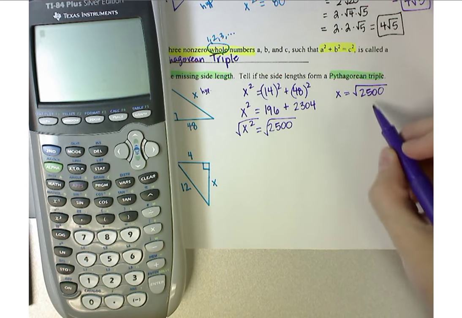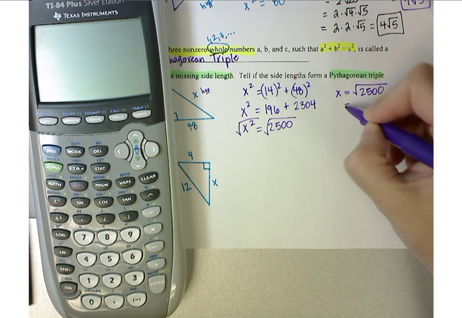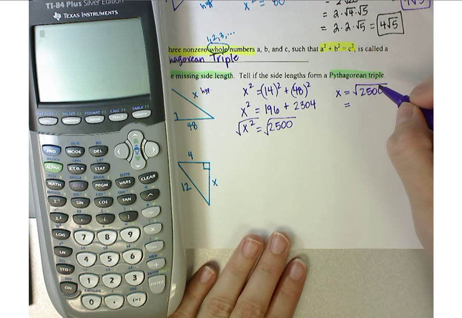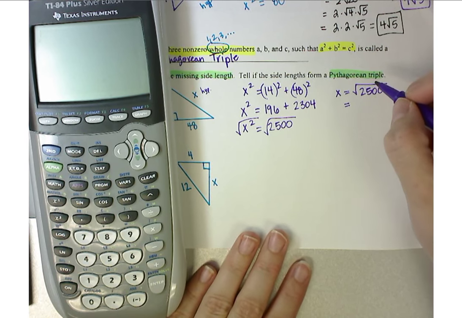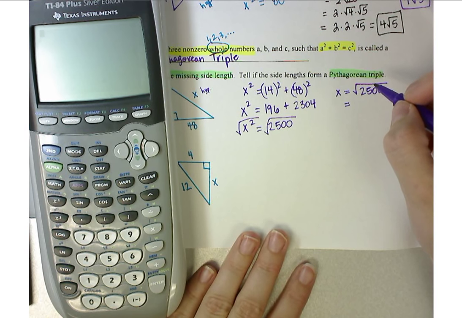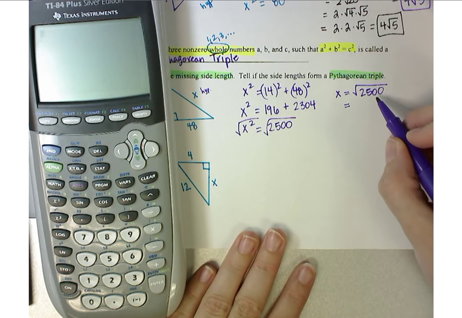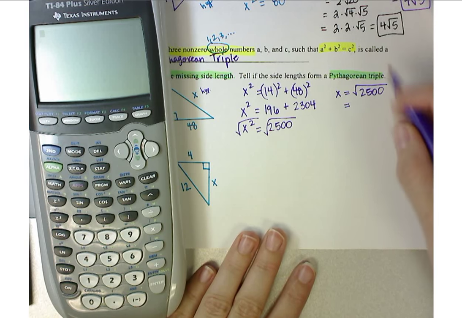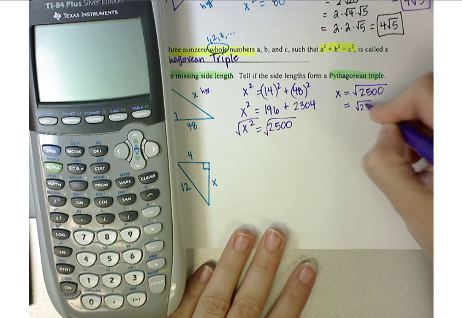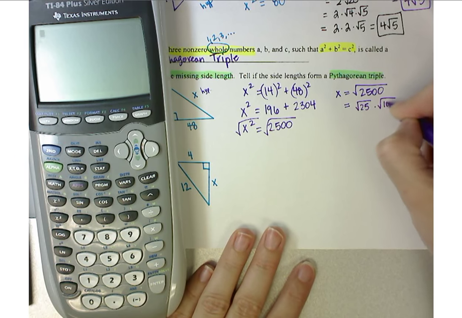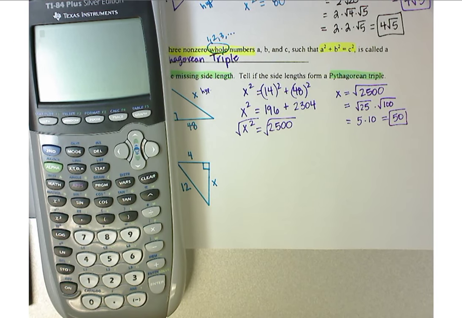Or do you guys notice that you can break this down into two things? What and what? Isn't this just 25 times 100? Is that something that you notice when you look at it? Because you have the two zeros. So if you broke this up into root 25 times root 100, the square root of 25 is what? 5. The square root of 100 is 10. So then when you take the square root of 2,500, you get 50.